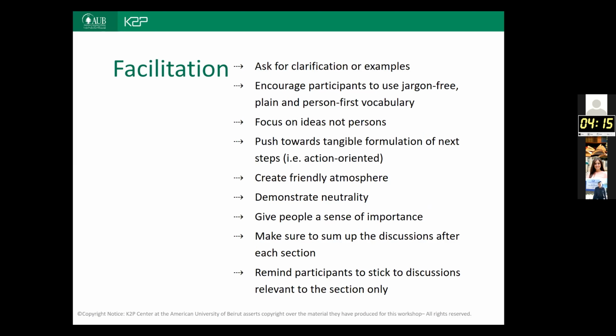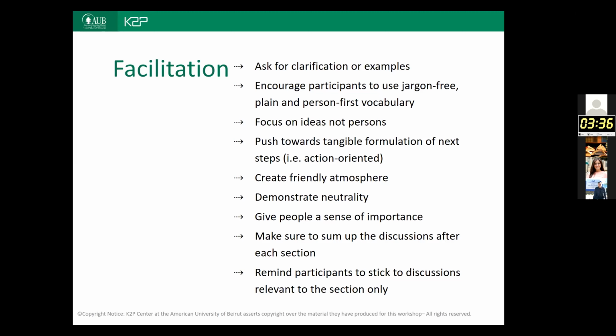Also ask for clarifications or examples. So for example, if you don't understand a certain statement that the stakeholders have mentioned, ask them, so can you please give me an example on how this can be implemented? Encourage the participants to use jargon-free language. Sometimes you might notice that physicians or also healthcare providers might use some terms that are not understood by the main community, and this might be an issue. So not everyone in the dialogue might understand what's going on. Focus on the ideas, not the persons.